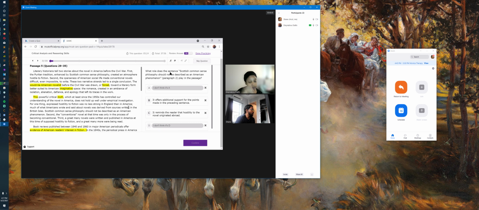Yeah. So this is definitely one of those tough 50-50 ones. I'm not even sure, but I think it would be B, though it can very much be C. I hope it's B. Yeah, it is. Got it. So the reason that I chose that is because they say what role does that sentence play, and that means why did the person who wrote this choose to put that sentence in?